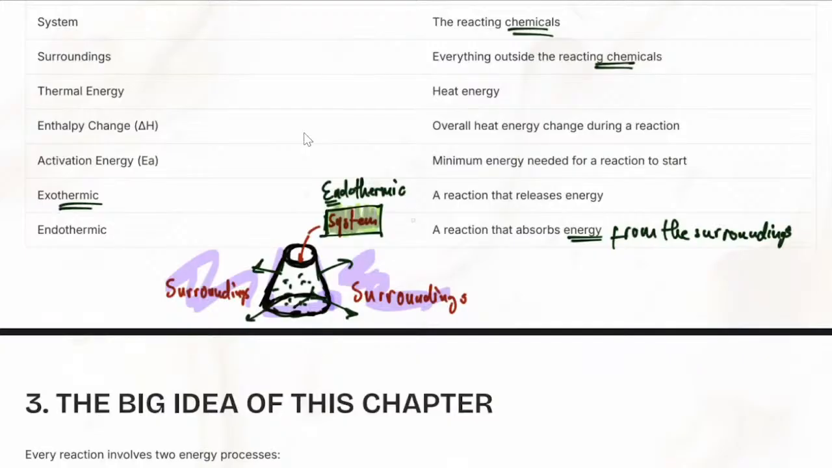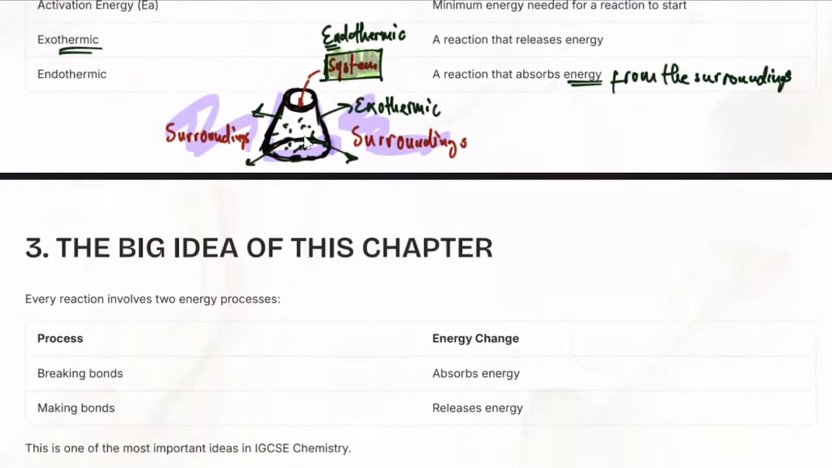This is an exothermic reaction. There is no heat source. It is releasing heat on its own. That's an exothermic reaction.